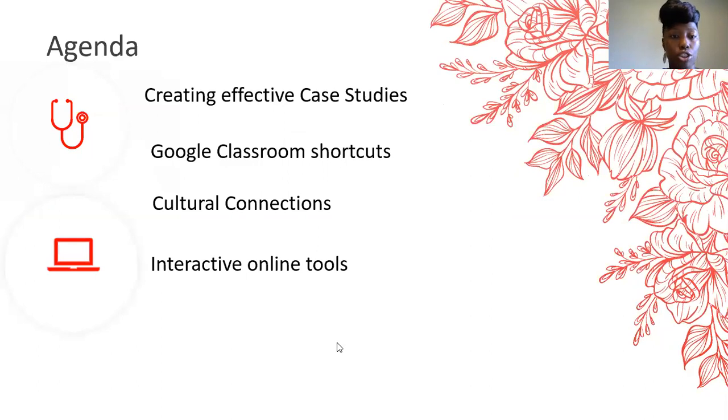So today our agenda is we're going to be talking about creating effective case studies. Google Classroom shortcuts, I really talked about that on the first video, and I may not go into that on this one. If you want to see how to navigate Google Classroom, I would recommend that you look at the first video, and it's posted on my YouTube channel. Cultural connections, I didn't get to go into that in the first call, but we're going to dive into that a little bit today, and then also go into interactive online tools that you probably know, but I hope that I'm going to be adding some new knowledge about how you can utilize those tools and actually what's already there that you may not know is available to you.